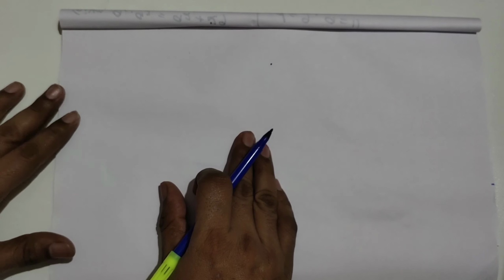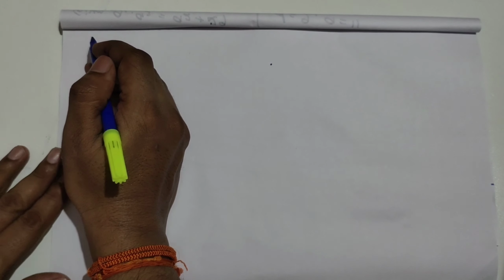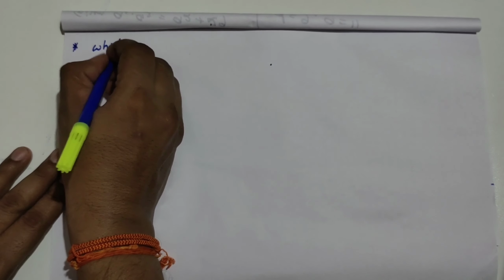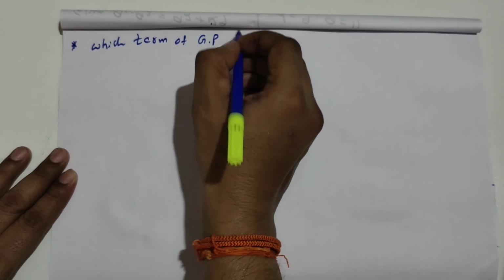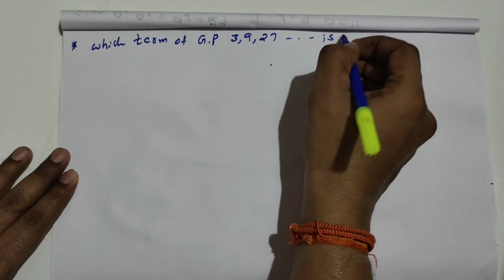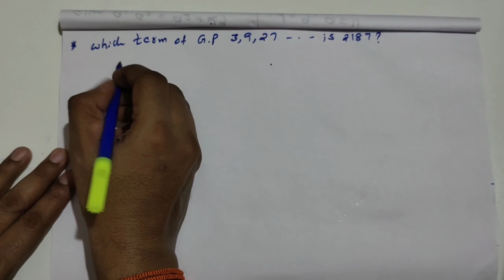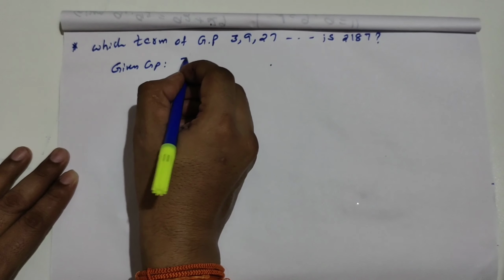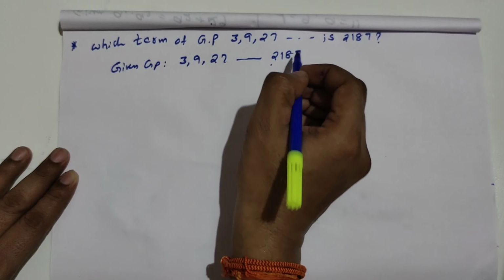Students, in GP also we have some important sums. Here it is given: which term of the GP 3, 9, 27 and so on is 2187? Okay, now let us see. So here the given GP is 3, 9, 27 and so on, up to 2187.